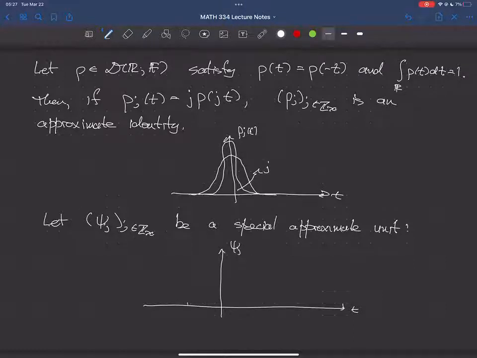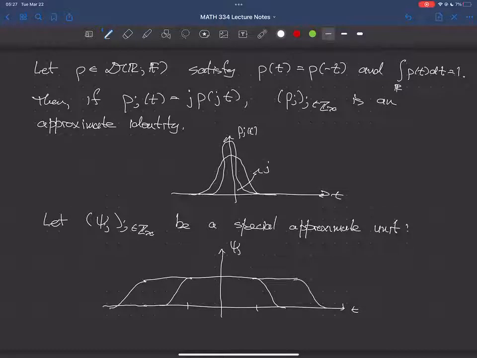Okay, so the idea is that the first one is 1 on some compact interval like so, and these things are all in D, so they have to be cut off like so. And as j gets larger, the domain on which they're identically equal to 1 grows.